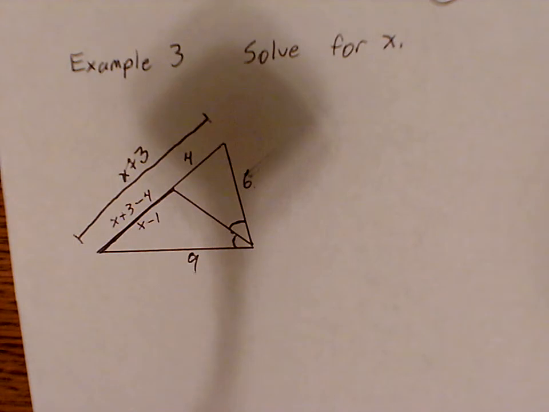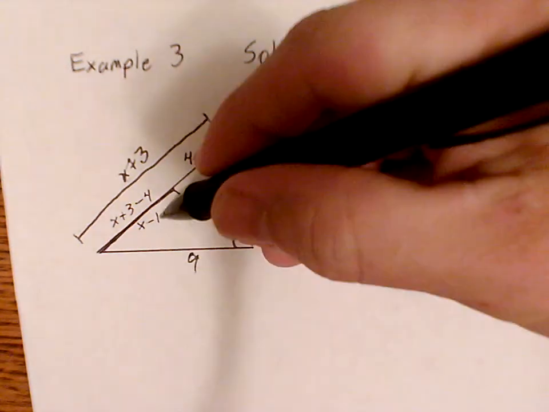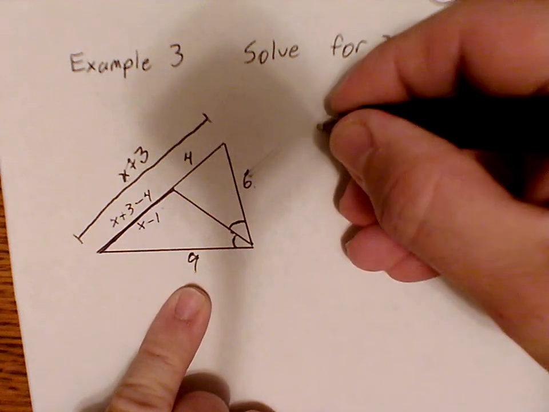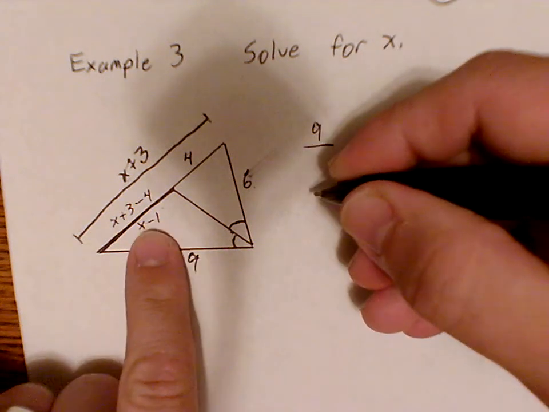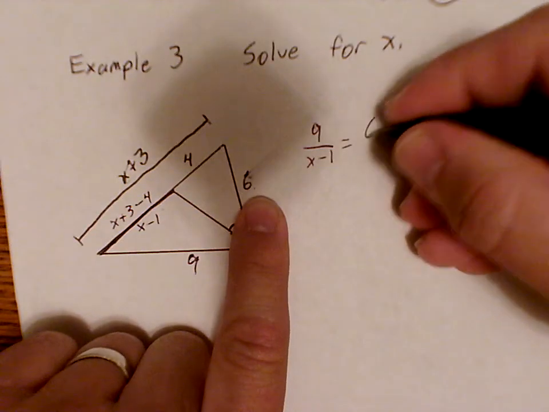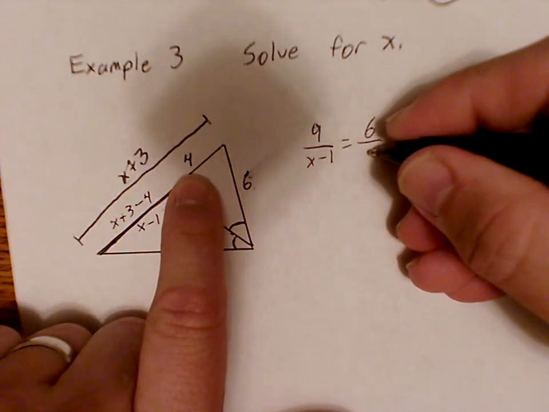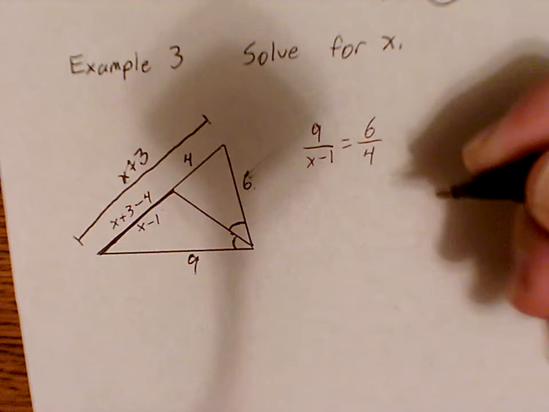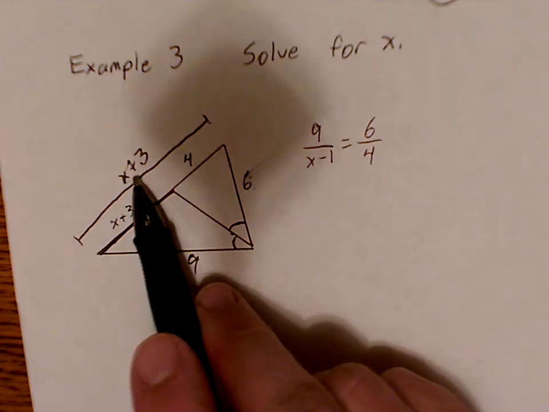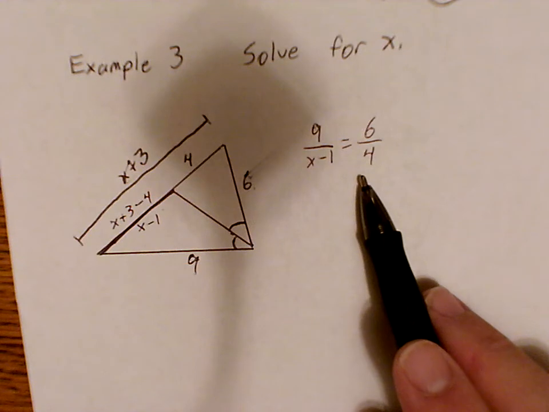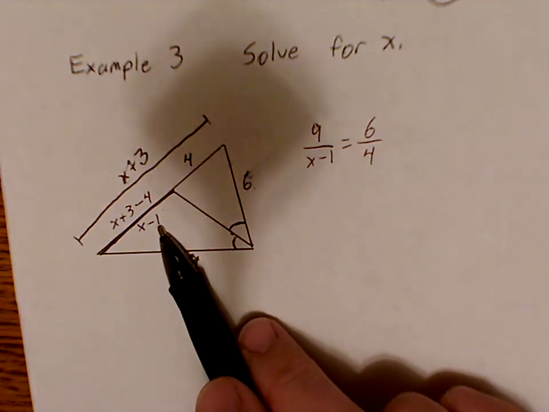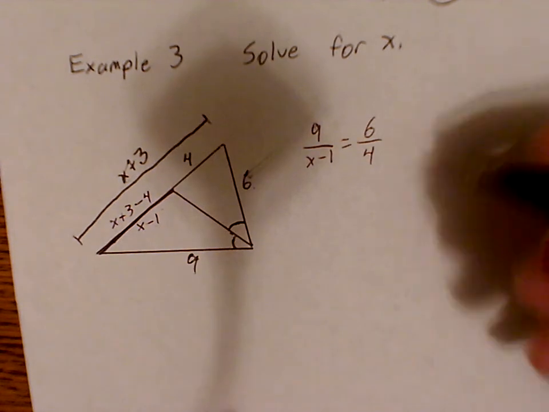So now it's again A over B equals C over D. I'm choosing 9 to be my A over x minus 1 equals C, 6 over D, 4. Now here you'll see that I completely ignored the x plus 3 when I'm actually making my setup because, hey, this x minus 1 was a whole lot more useful and I can actually use angle bisector theorem.